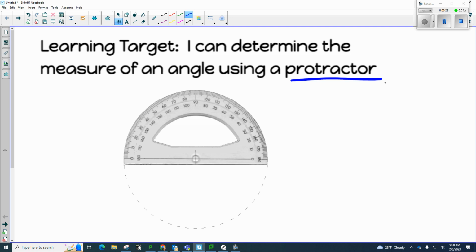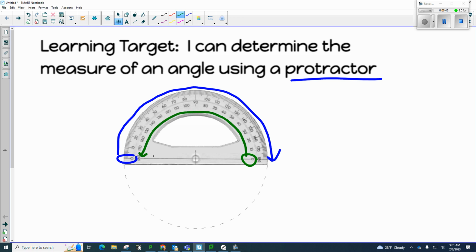of numbers. Okay, if you notice there's a 0 here, and then the numbers go up around the outside all the way until 180. Remember that straight line or straight angle is 180 degrees. So if you're measuring an angle that way, you use the outside numbers. Okay, but then here we have another 0 and then the numbers get bigger here. So if you're measuring an angle from the right side, you would use the inside numbers.